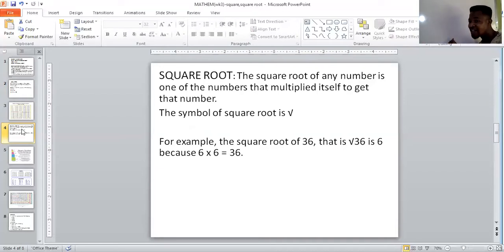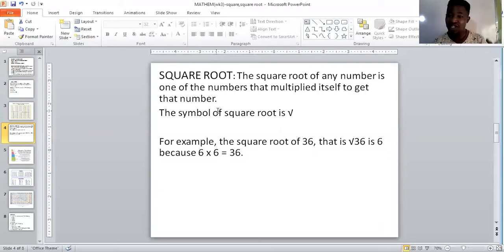So the square root of 9 will be one of the numbers that multiply themselves, which is 3. Are you getting it now? It's as simple as that. So I explained here that the square root of any number is one of the numbers that multiply itself to get that number. It's that easy. Therefore, let me start from the beginning. The square root of 4 is 2.